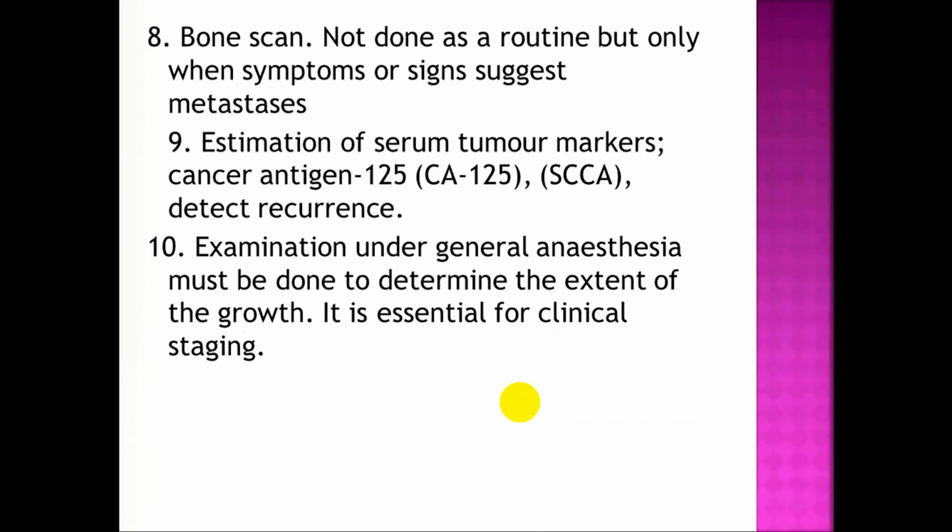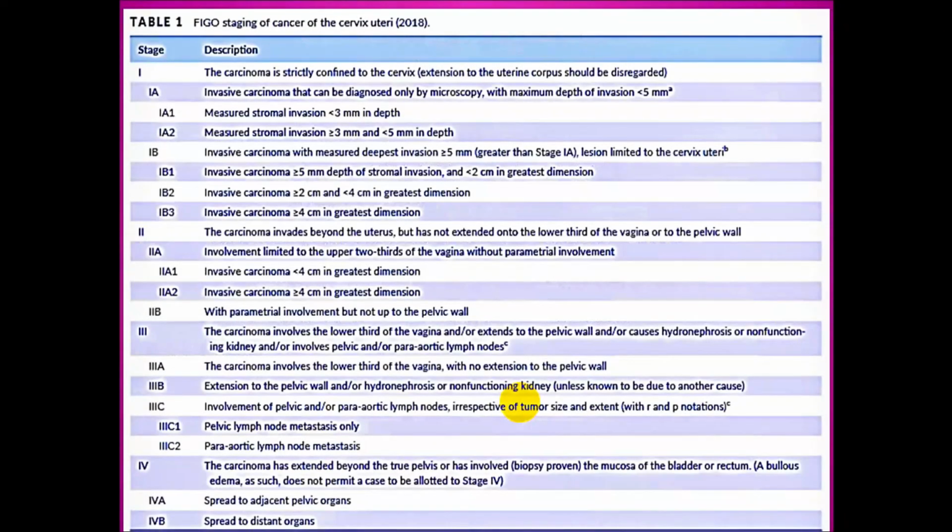Bone scan is not done as a routine, but only when symptoms or signs suggest metastasis. Estimation of serum tumor markers, cancer antigen CA125 and others, to detect recurrence. Examination under general anesthesia must be done to determine the extent of the growth. It is essential for clinical staging. This figure of staging of cancer, you just look at it to see where the disease is; it is not required for memorizing.